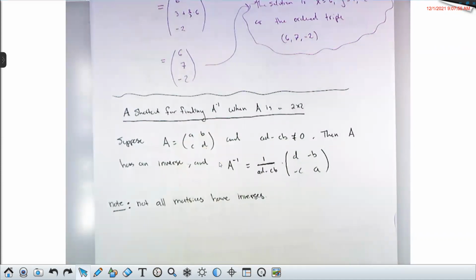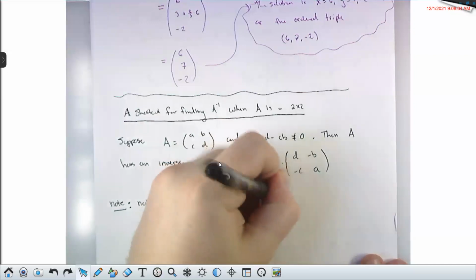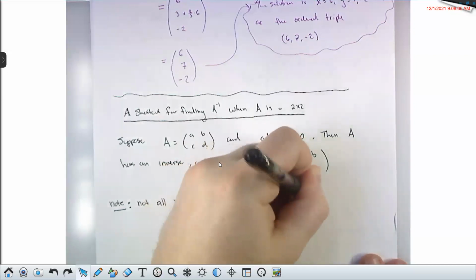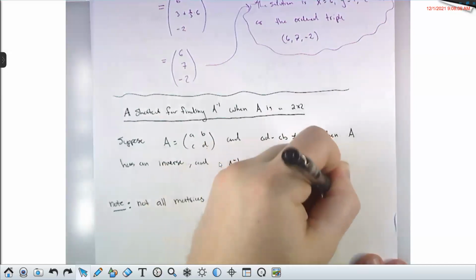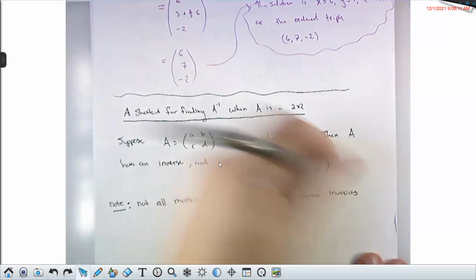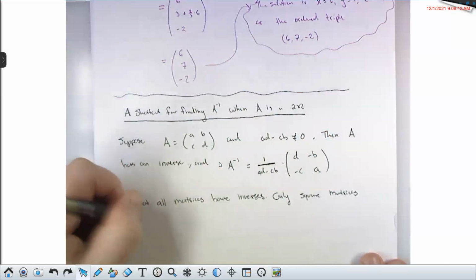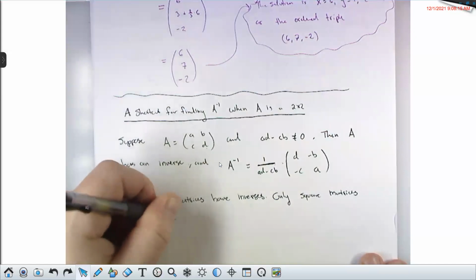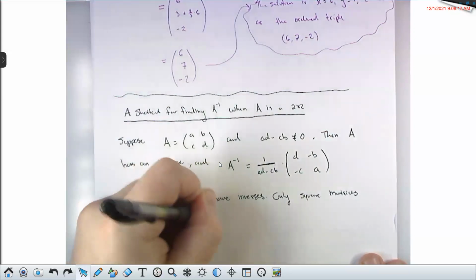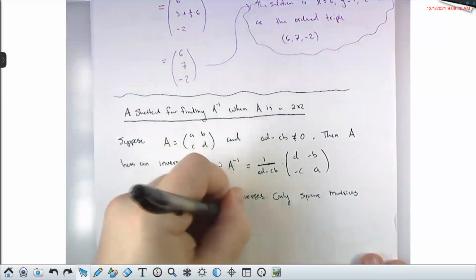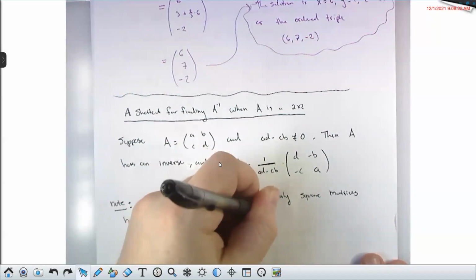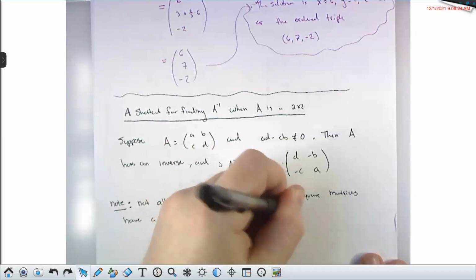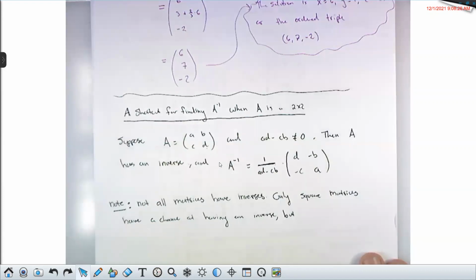So a little quick note before I let you go. This is the last bit of material that I'm going to share with you for the semester. So, not all matrices have inverses. Only square matrices have a chance at having an inverse. But plenty of those don't have them either.